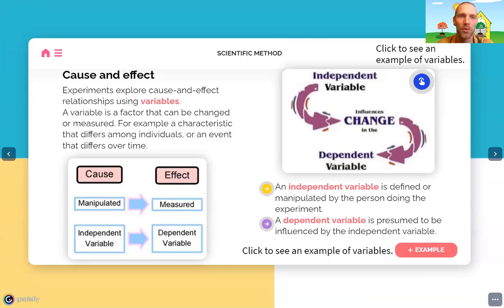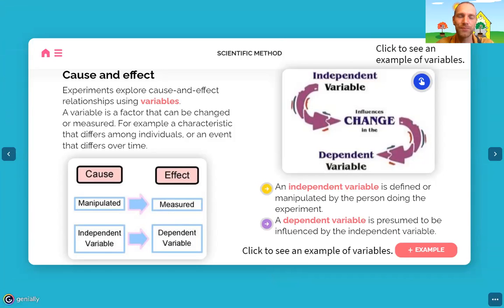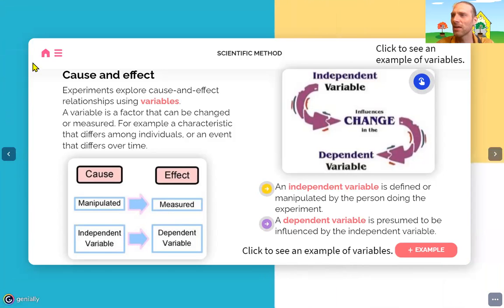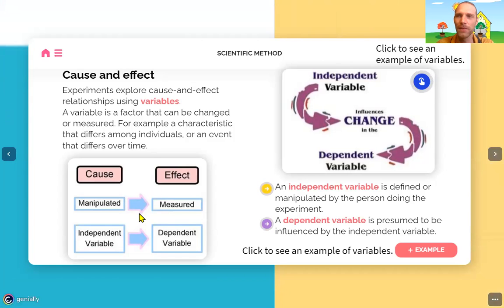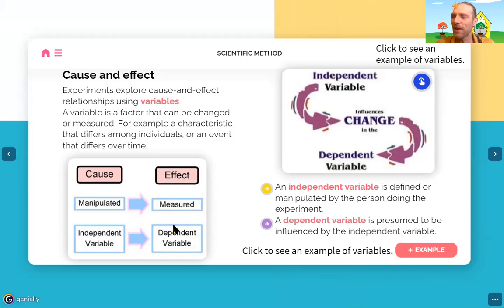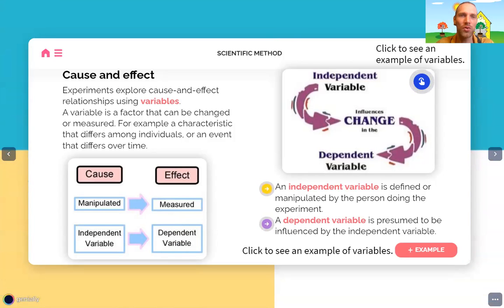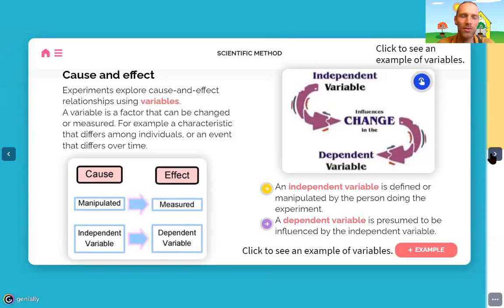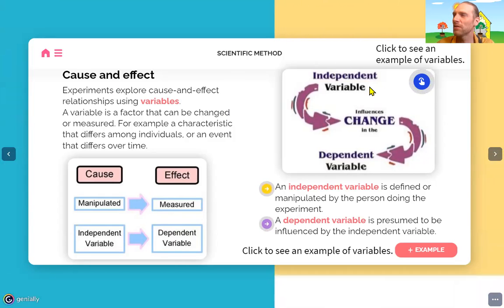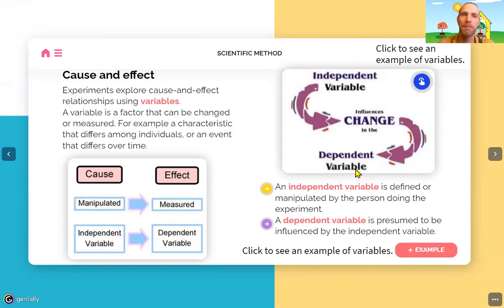Independent variable. It's called independent variable because we cannot control it, and it's causing the cause. And then the effect, which is the dependent variable, is what you see. What is the difference you see? Green and red. Everybody understands this? Because the independent variable causes change in the dependent variable.